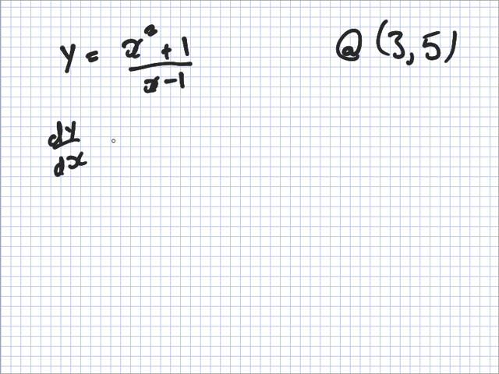Now, what rule do I need for this? What differentiation rule do I need? We have different rules. The three main ones are product, quotient, and chain. Do you know which rule you need here? Names are important. Product, quotient, or chain. You've got a 1 in 3 chance of getting the right name.